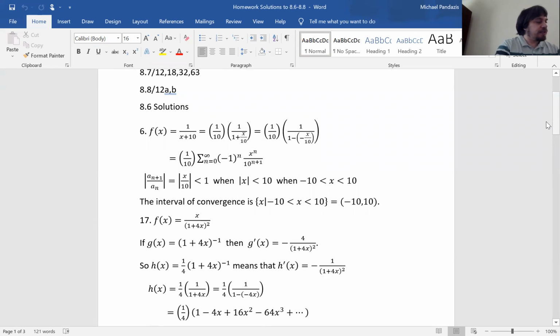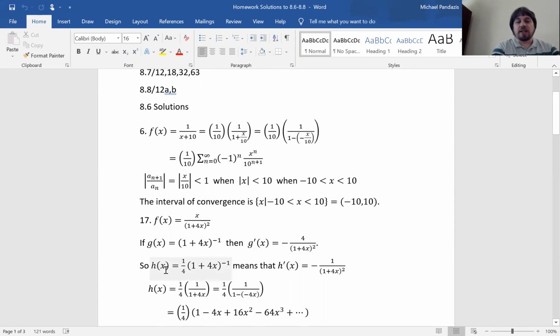Number 17 is another problem in the section. Find a power series representation for the function and determine the radius of convergence. Okay, so the function given to you is f of x equals x over 1 plus 4x squared. So I let g of x be 1 over 1 plus 4x, or 1 plus 4x to negative 1. Then g prime of x is negative 4 over 1 plus 4x squared.